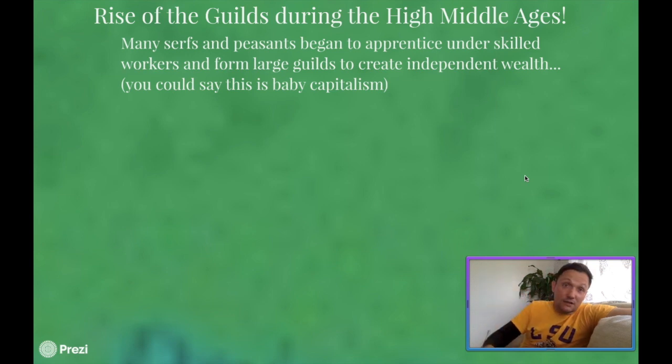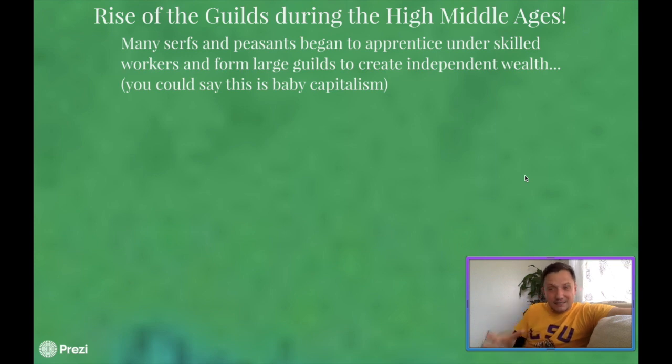Now, as these serfs began to free up themselves from these contracts, as lords began to acquire new technologies like plows and mills and had a reduced need for serfs and peasants on their land, peasants and serfs began to actually trickle into the regular everyday economy. They began to move out, right? They began to move off lord land and off noble land, and they began to apprentice under skilled workers, right?